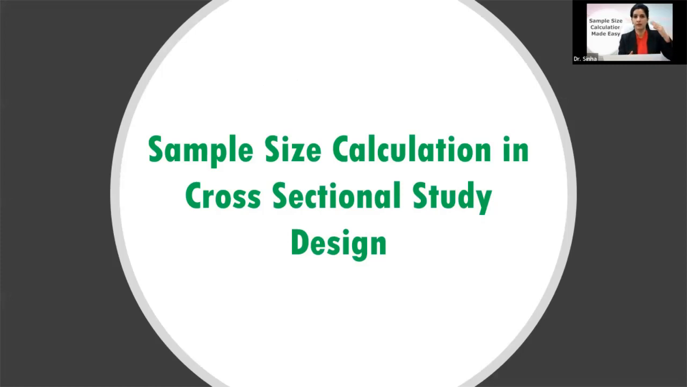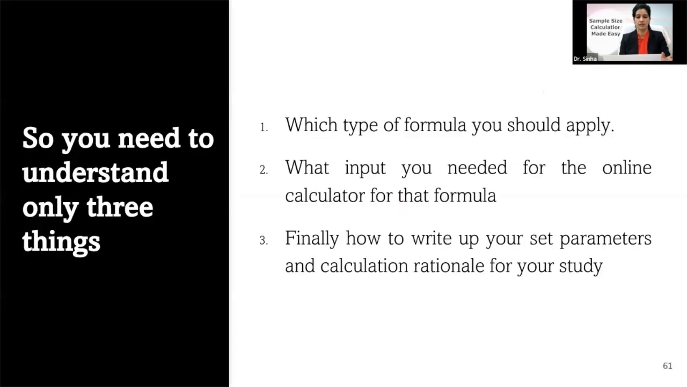So now, we have seen all the 6 steps. Now we'll see the sample size calculation in the cross-sectional study design. Before we go to demonstrate, the first and most important thing is which formula you should apply. Although we will show you, we are not doing a manual calculation. We are using the calculation which is already there in a statistical software. And then second is what formula do we need to put, and the third is how to write up, because write-up is very important.